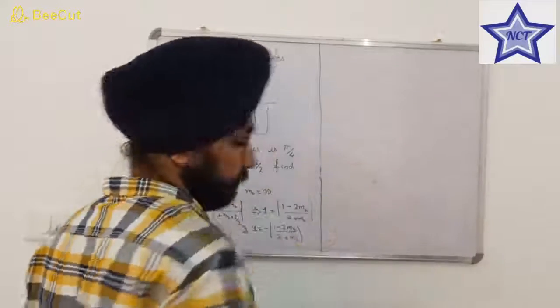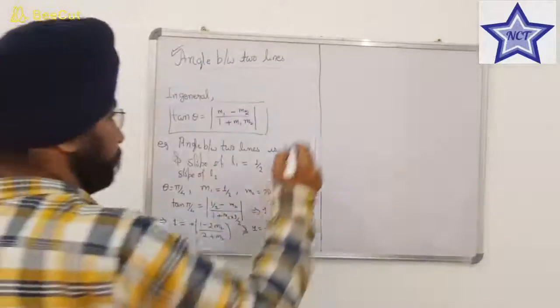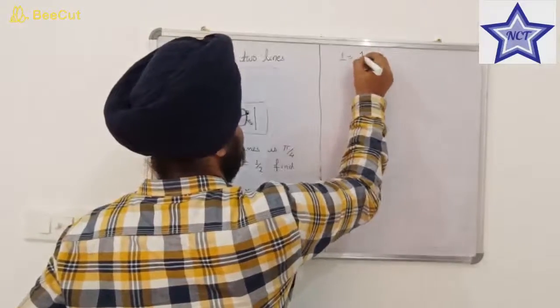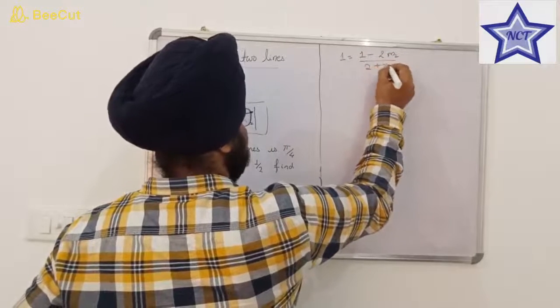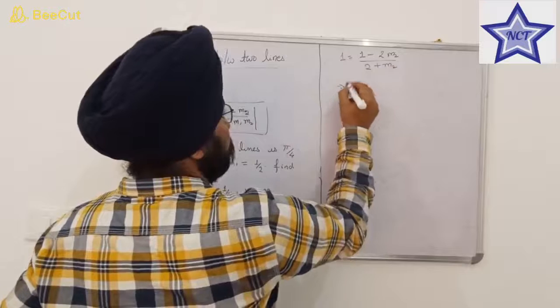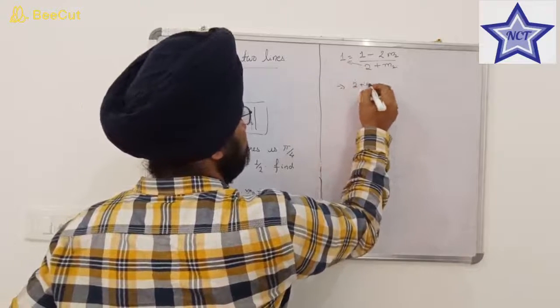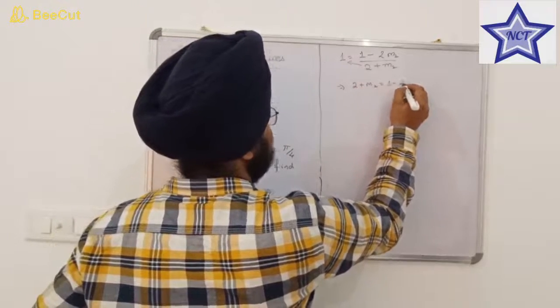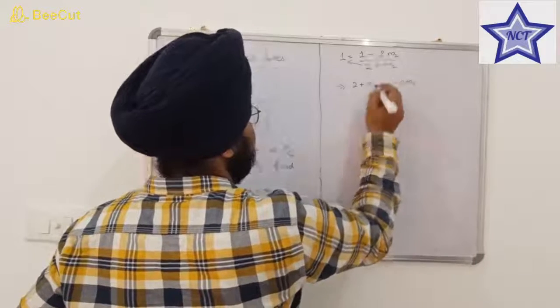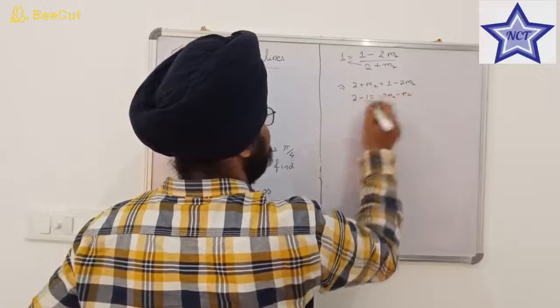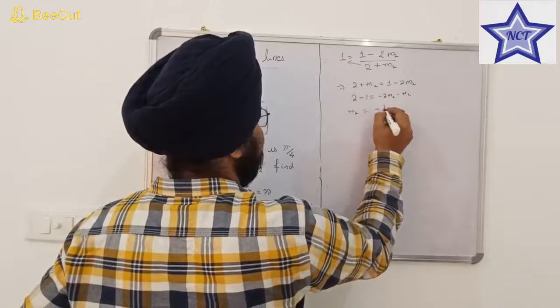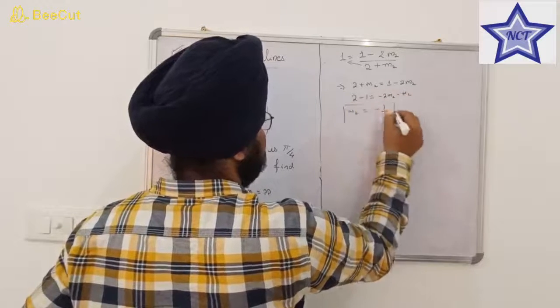Solving the equation for the positive value: 1 equals (1 minus 2m2) upon (2 plus m2). Cross multiplication gives 2 plus m2 equals 1 minus 2m2. Rearranging the terms, 2 minus 1 equals minus 2m2 minus m2, so I get m2 equal to minus 1 by 3.